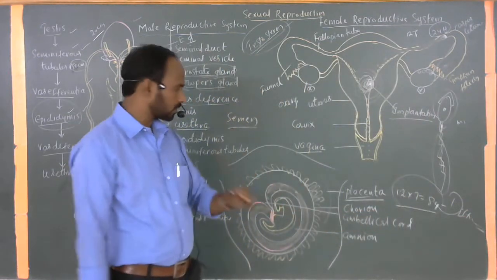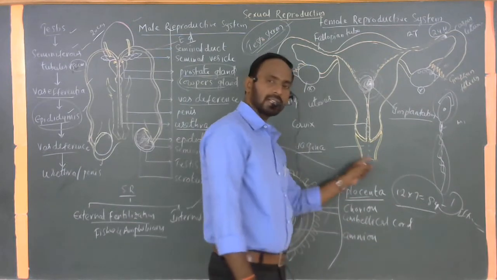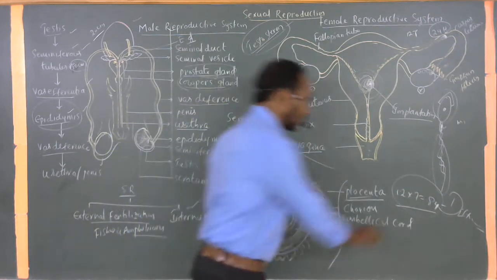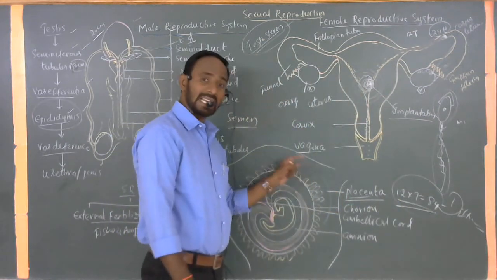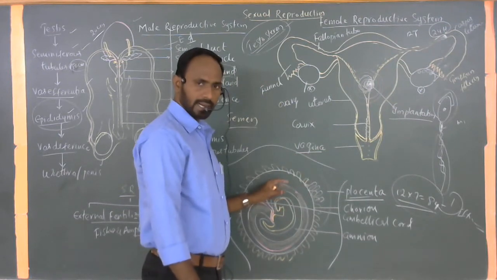By the process of diffusion, materials can automatically exchange from the baby to the mother and from the mother to the baby continuously. The placenta is formed by the 12th week of pregnancy. It's a very important layer which links the uterine wall of the mother and the baby. Clear?